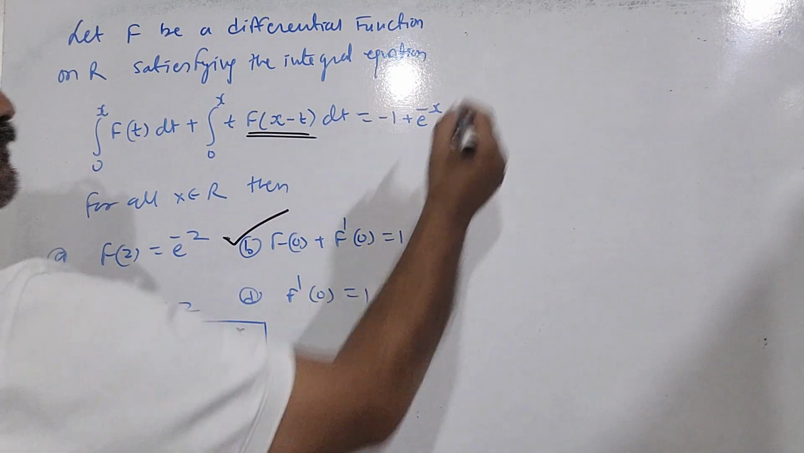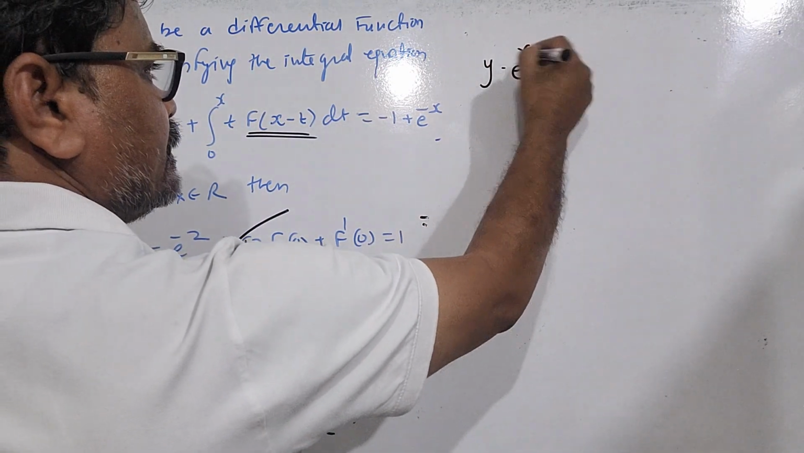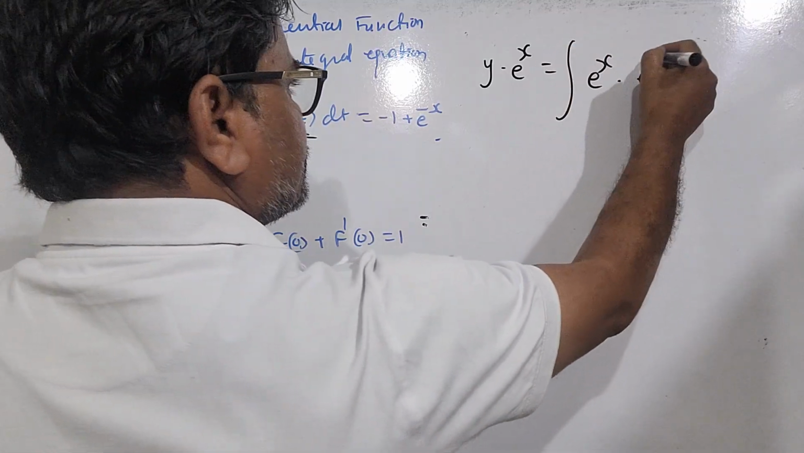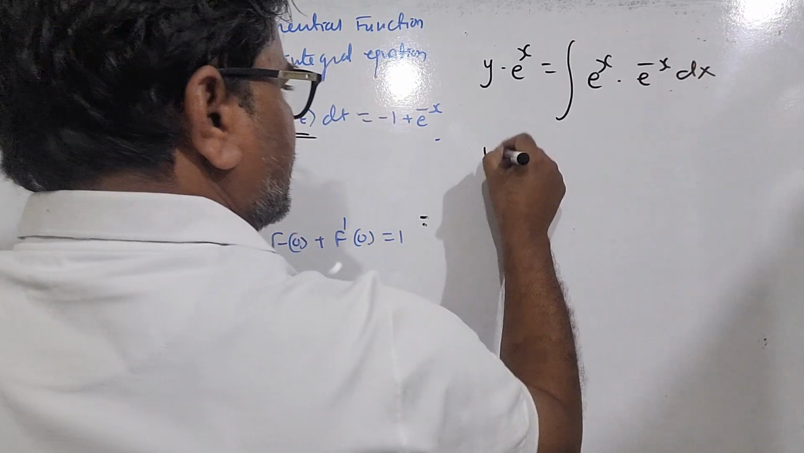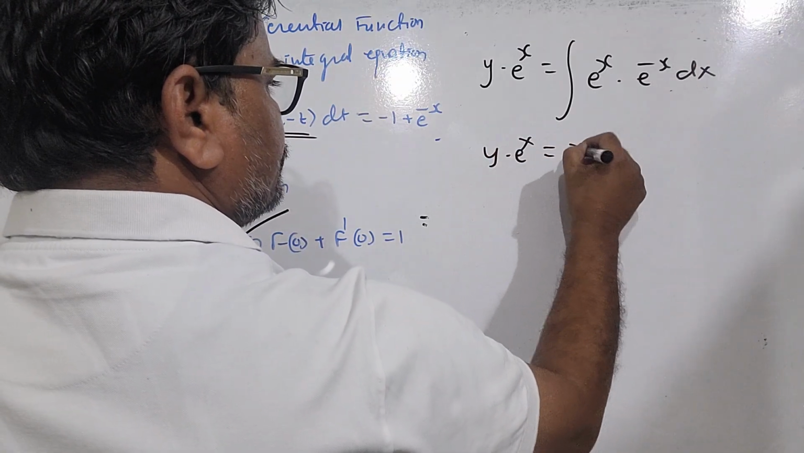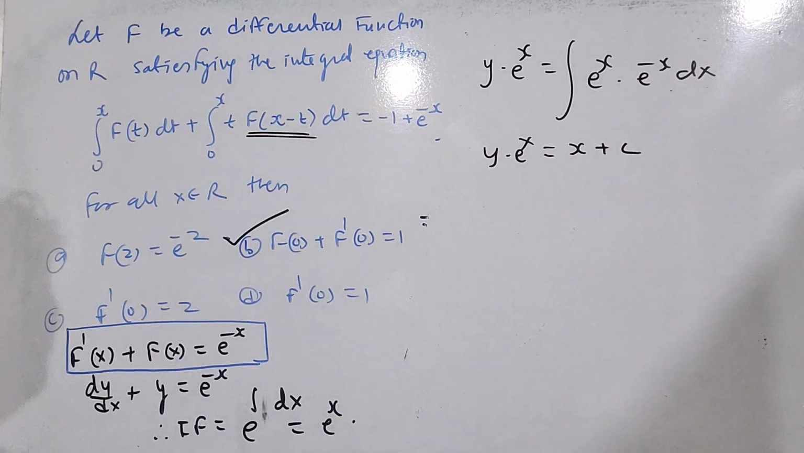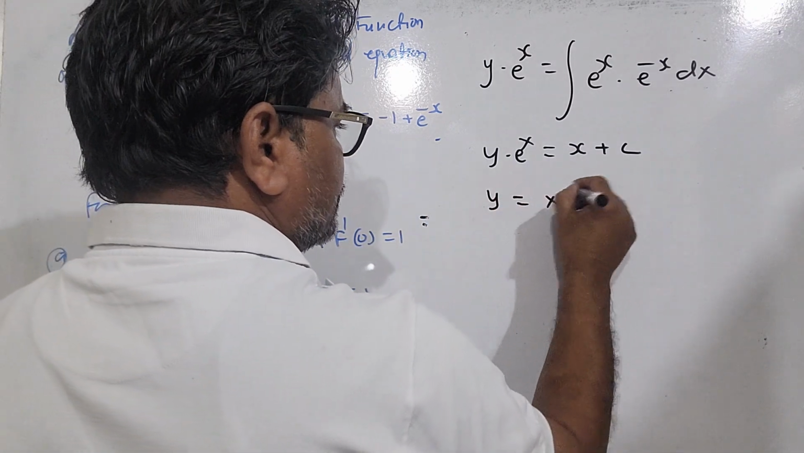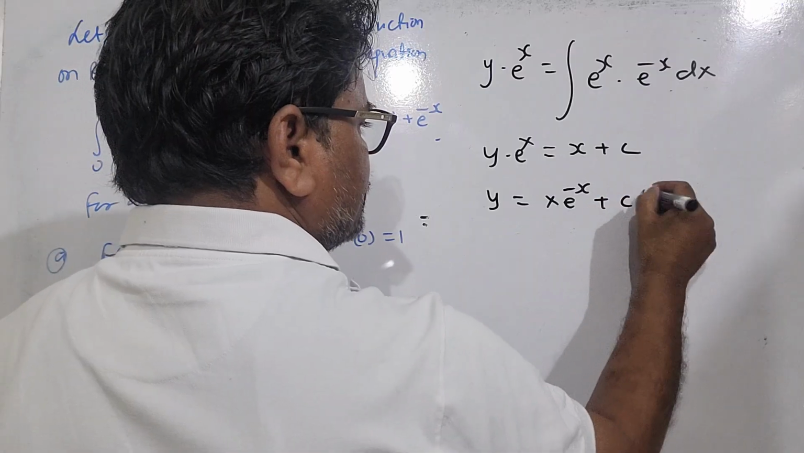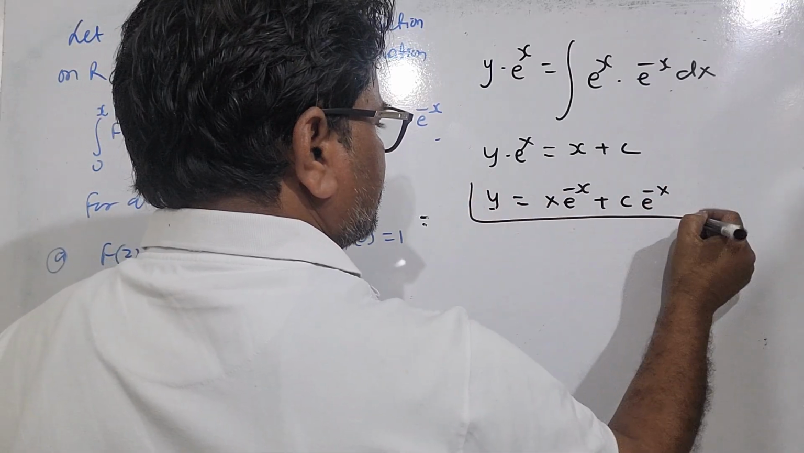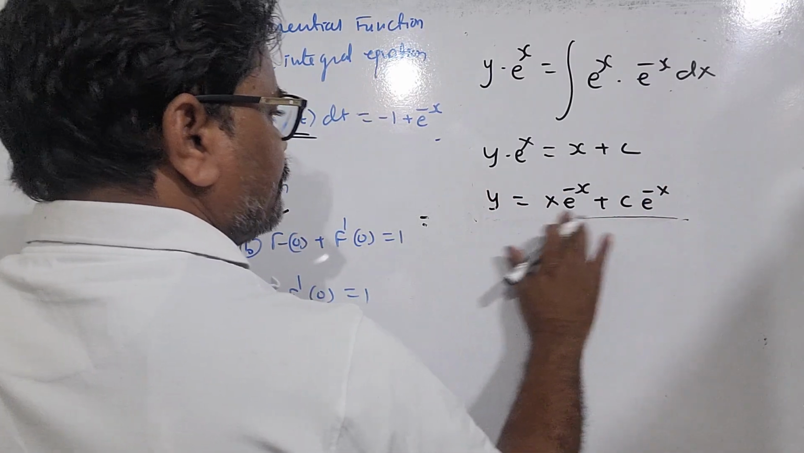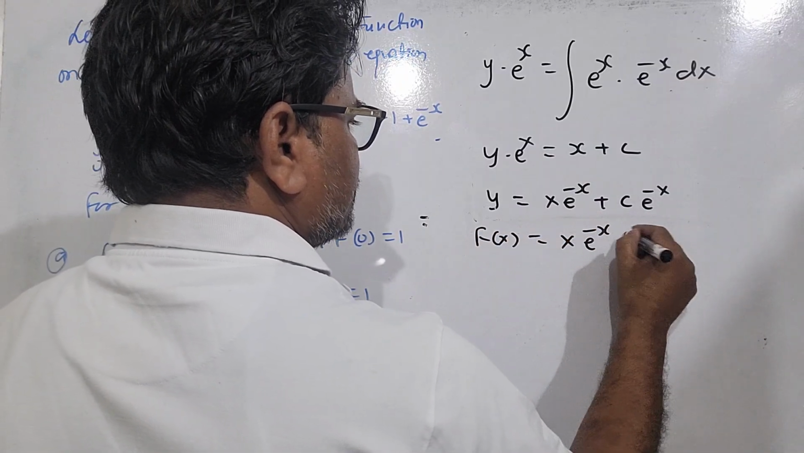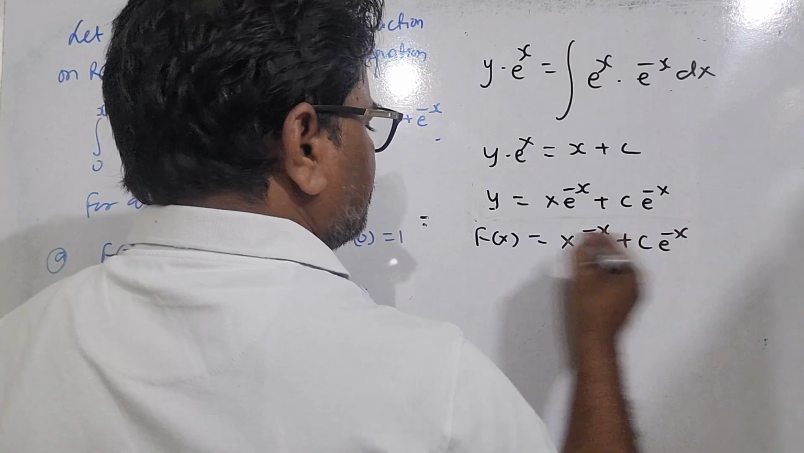The solution is y into e to the power x equals the integral of Q, where Q is e to the power minus x, dx. That is, y into e to the power x is equal to x plus c, where c is the constant of integration. Now how to determine c? So y is equal to x into e to the power minus x plus c into e to the power minus x, where y is f of x. So f of x equals x into e to the power minus x plus c into e to the power minus x.